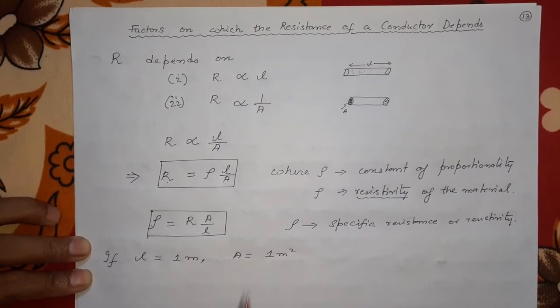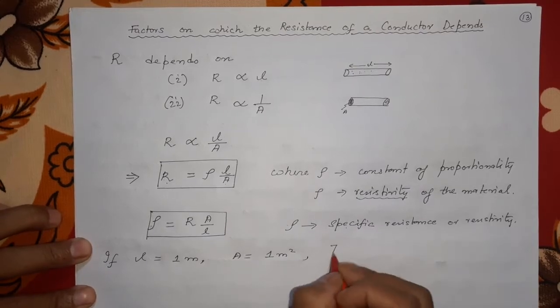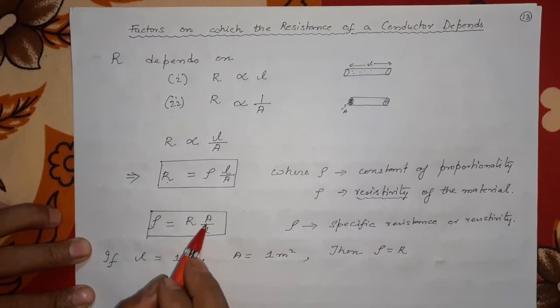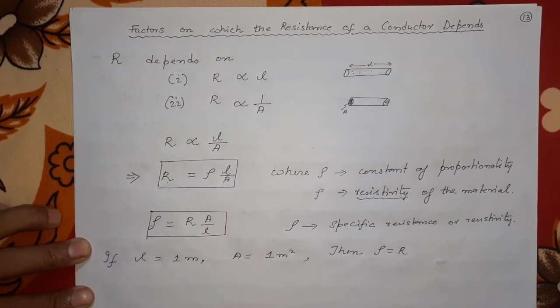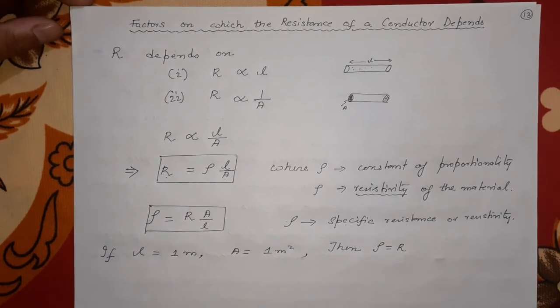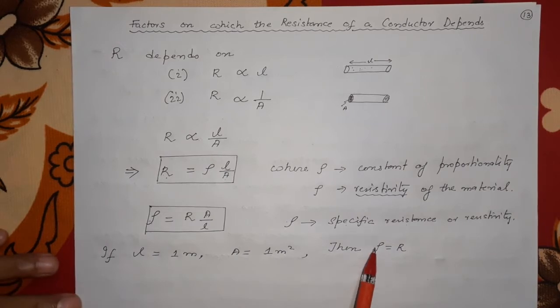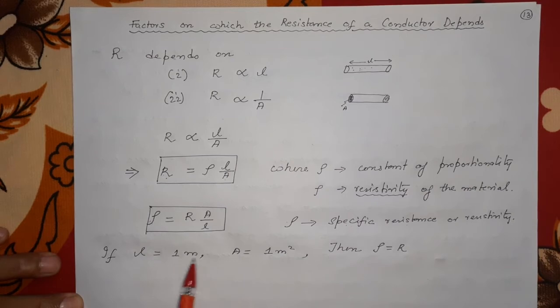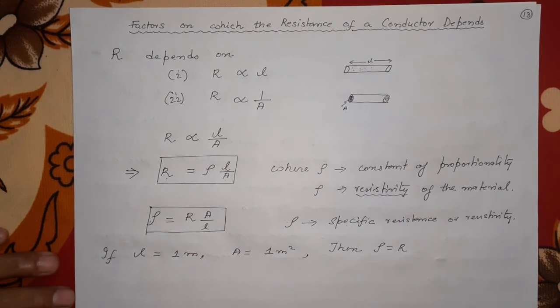Why meter square? Area's unit is meter square. Then what will happen? Then rho will be equal to R. Can you understand? Put 1, this will be the same. Rho equal to R we will write. Just like 1 volt, 1 ampere, 1 ohm, we are defining this resistivity here. How? The resistivity will be equal to the resistance when a 1 meter long wire or conductor has 1 meter square of area. Okay, that is so easy to define.